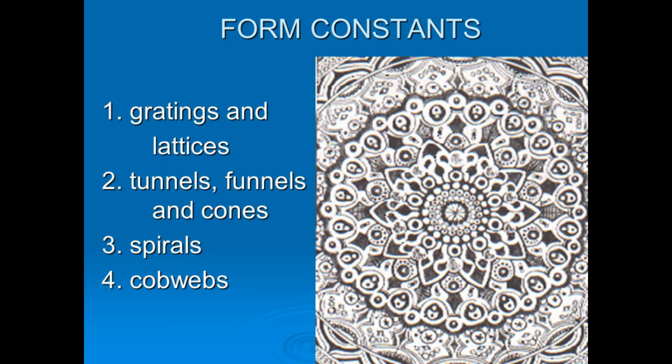So: gratings and lattices, tunnels, funnels and cones, spirals, cobwebs. The picture here exemplifies more of the spirally, cobwebby aspect of it. There are other pictures that demonstrate more of the lattices, like ladders and so forth, or tunnels, as with near-death experiences going through a tunnel. So these are common sorts of structures that you have in your hallucinations.